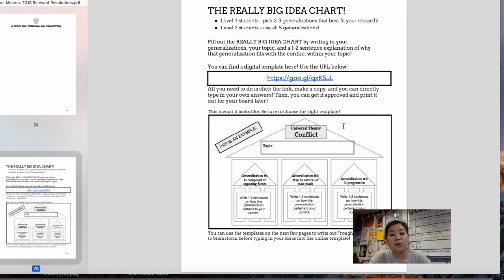And if you don't remember what the universal theme of conflict is or what the 5 generalizations are, all you got to do is look at the back of your book, because the back of your book has all 5 generalizations. Conflict is composed of opposing forces. Conflict may be natural or man-made. Conflict may be intentional or unintentional. Conflict may allow for synthesis and change, and conflict is progressive.